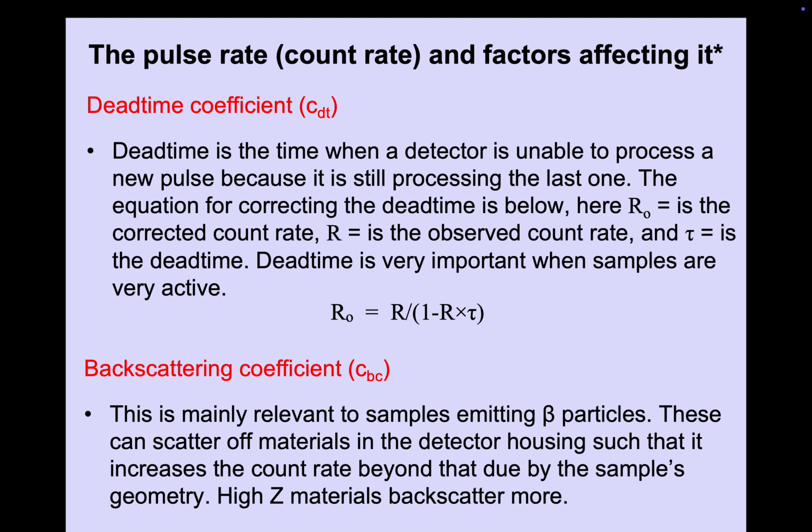Now, backscattering is something that I've said is primarily of concern for high energy betas, but it's not something that we're worried about if we're quantifying that beta radiation via liquid scintillation counting, and we'll talk more about that in the next lecture. For gamma radiation, and particularly for alpha radiation, backscattering is not something that we really need to worry about and make corrections for in their measurement.